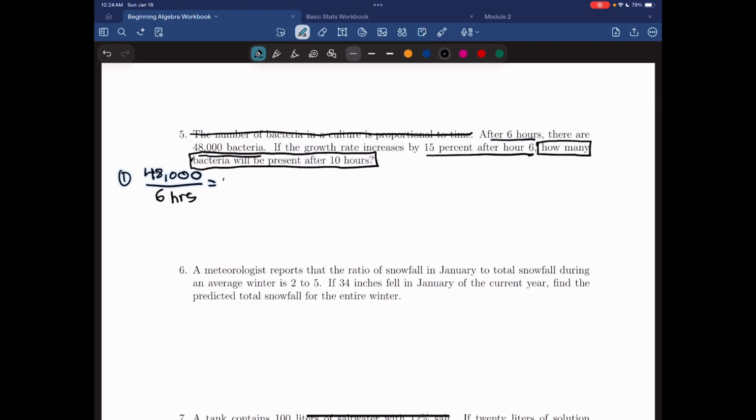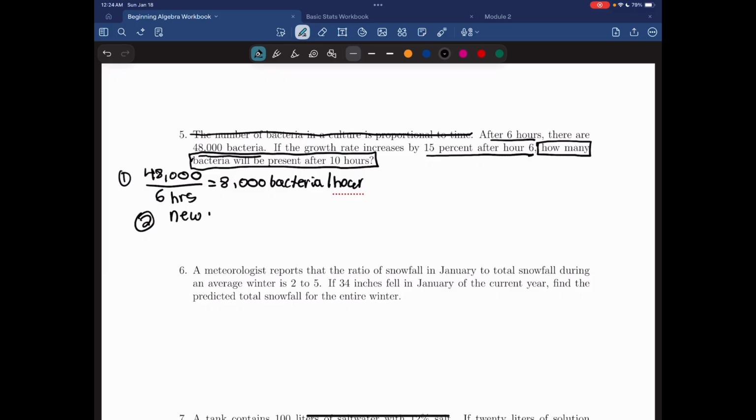And this ends up happening to be 8,000 bacteria per hour. Now that we have that, we can now set up a proportion. So we're going to set it up like this.